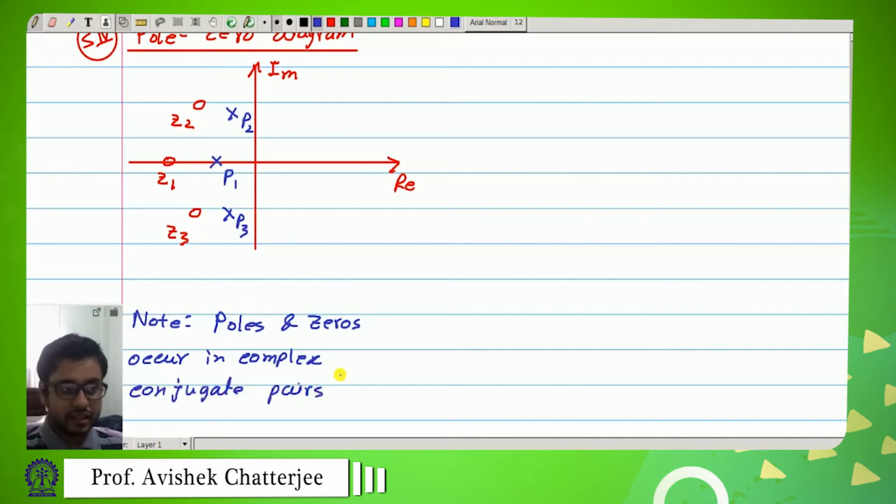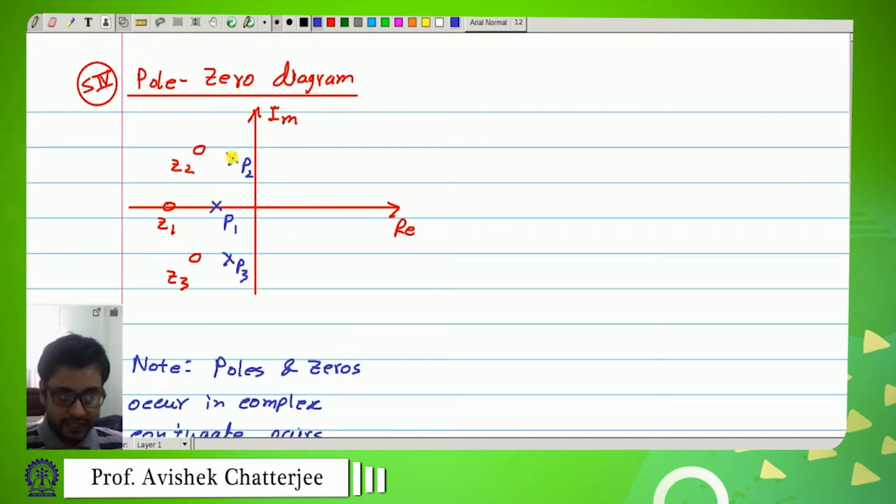That means if there is a pole P2 here, which is a complex number, then there must be another pole P3 which is the complex conjugate of P2. So that means the imaginary component of P3 is the negative of the imaginary component of P2. So they will be in mirror position of each other with respect to this horizontal axis.